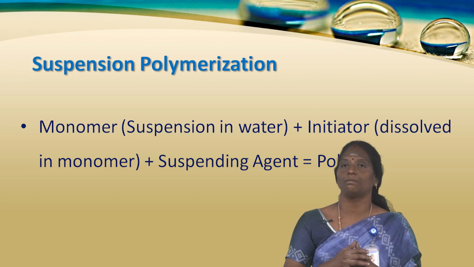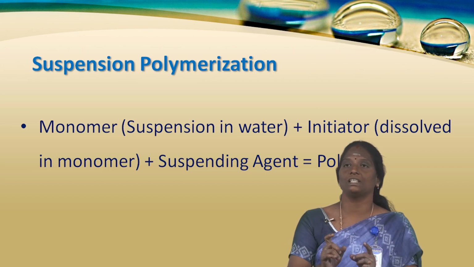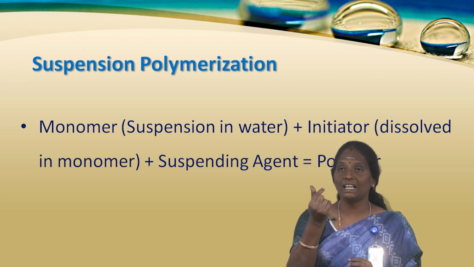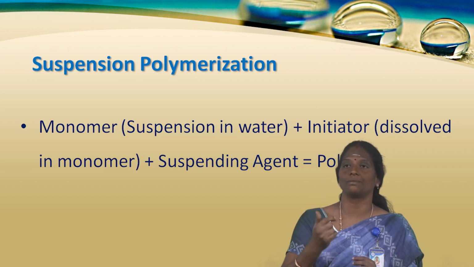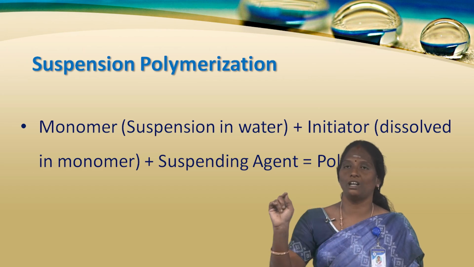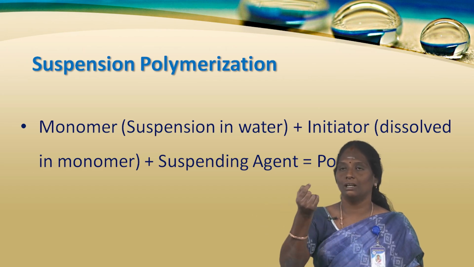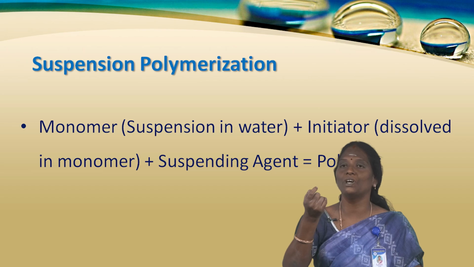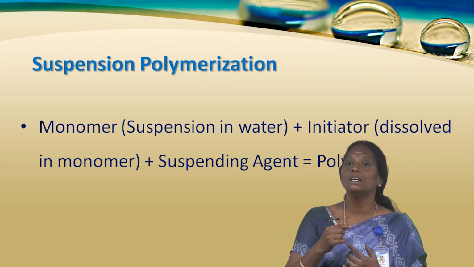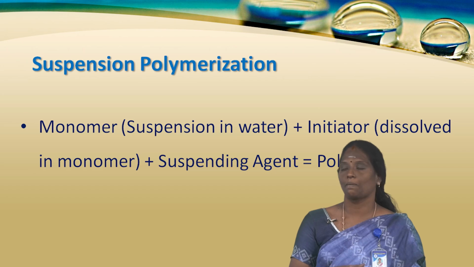At the end of polymerization, the polymer is separated out as spherical beads or pearls. This method is also called pearl polymerization because the polymers look like pearls. So, suspension polymerization is also called pearl polymerization.